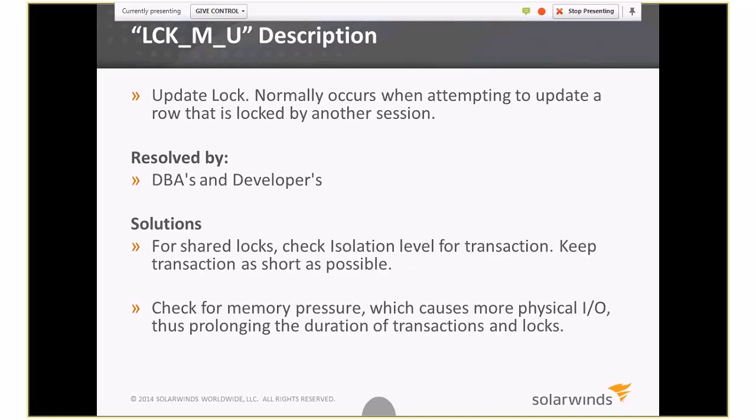Basically, solutions for shared lock: you want to check the isolation level for the transaction. Keep transactions as short as possible. A lot of times locking is because you've got inefficient queries taking too long to complete, so other queries can't run. In SQL Server, readers block writers. So you've got to be careful, because if you're taking too long to read, you're blocking somebody from updating that data. The other thing is you might want to check memory pressure. If you're doing more physical I/O and you don't have enough memory, and it's not in memory, it slows things down. So you want to keep as much in memory as you can.